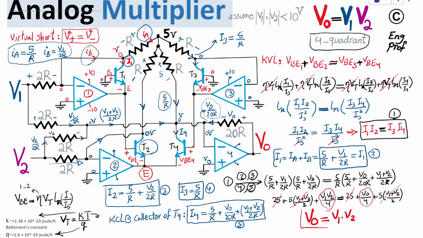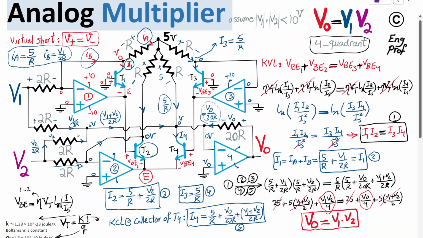And as I said, the beauty of this is we can have negative voltages as V1 and V2 at the input of the circuit. It's not just a single quadrant, it's 4-quadrant. So V1, V2 can be negative voltages as well, of course assuming that the absolute value of V1 and V2 is below a threshold, which in this case is a very practical, reasonable threshold like 10 or 9 volt. It might be safer to go, let's say, 5 volt.